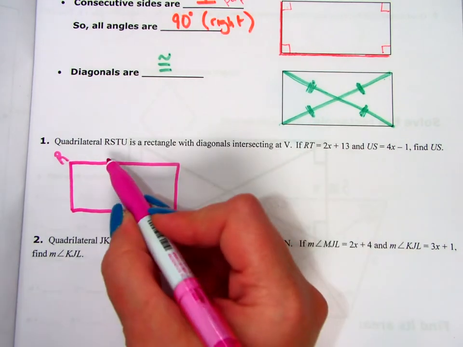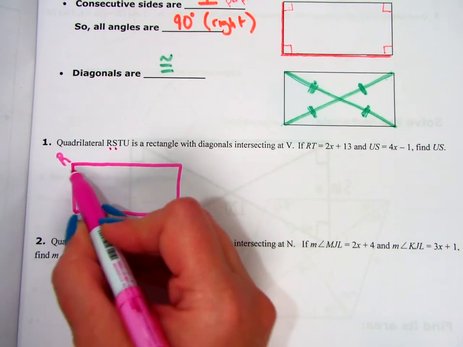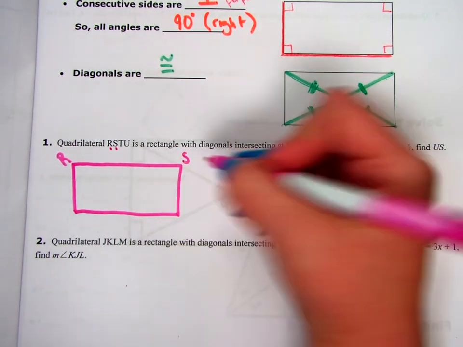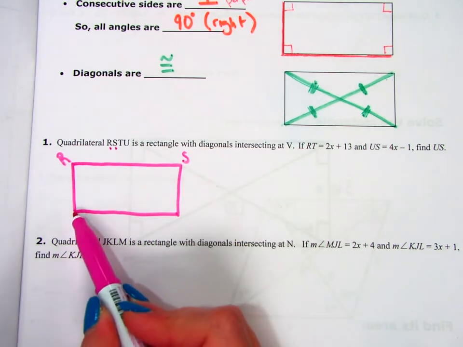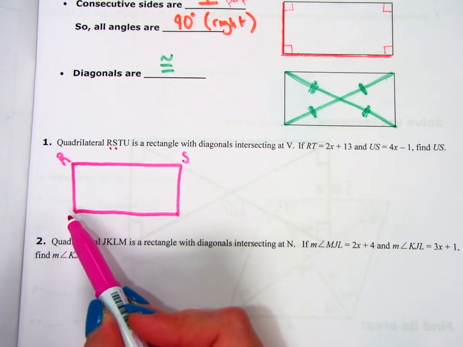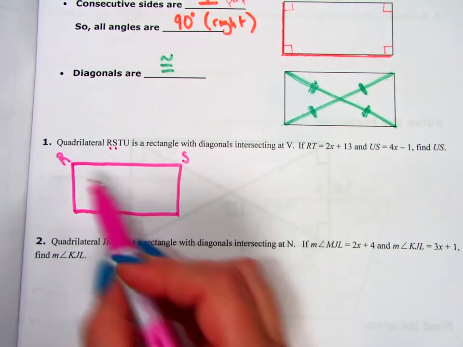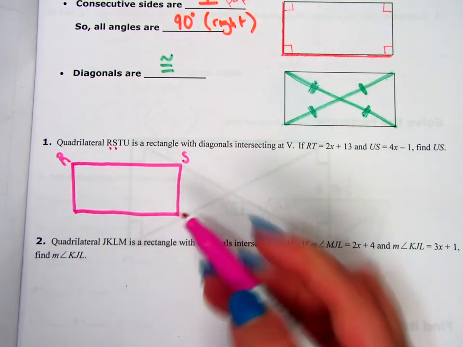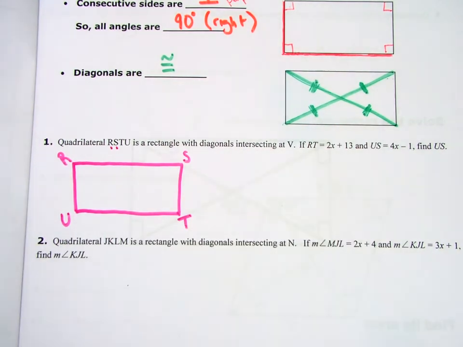If it goes R and then S, S has to be either here or here. I usually go clockwise. Let me put my S there. And then for my T, you cannot put T over here. If you put T over here, you will get these problems wrong. You have to walk around the figure. So if I go RS, T has to go underneath the S. And then U will go over there.